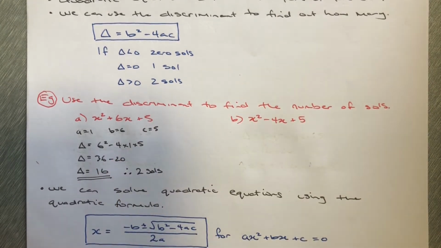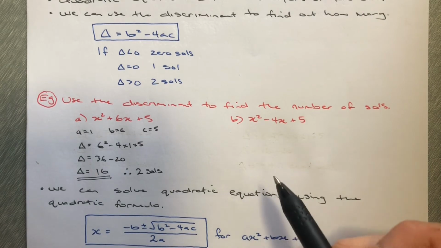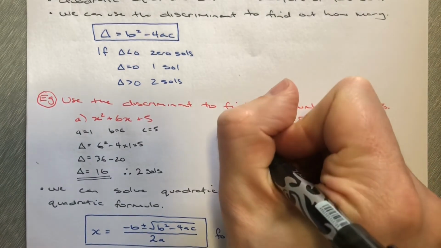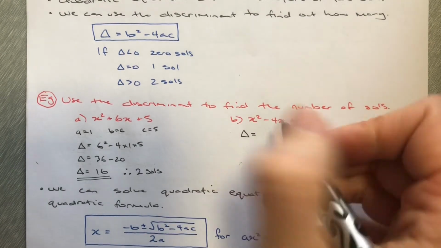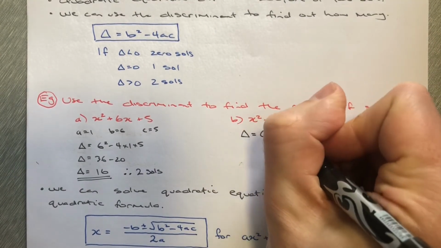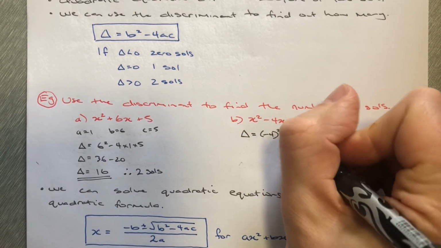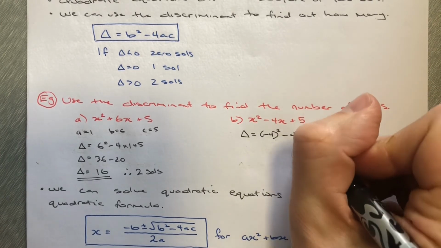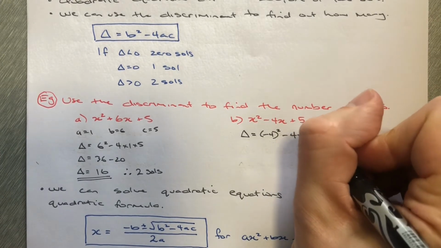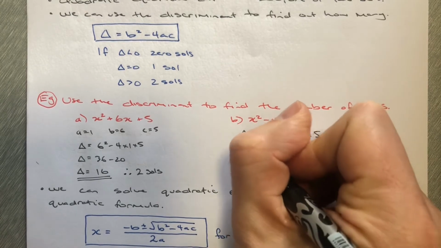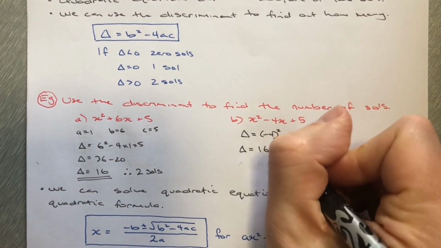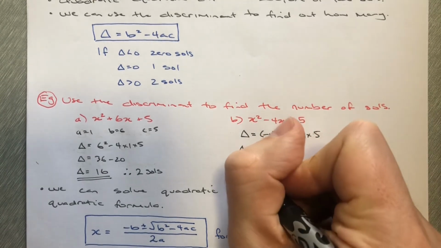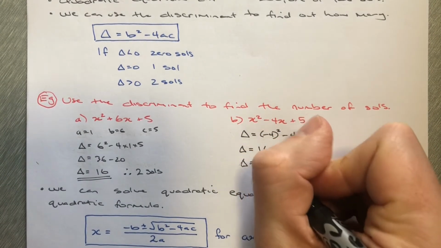Okay, let's have a go at the next one. I'm not going to write down my a, b, and c this time. I'm just going to plug it straight into the rule. So it's b squared, so minus 4 squared, minus 4 times a, which is 1, times c, which is 5. Minus 4 squared is 16, minus 20. So the discriminant is equal to minus 4.